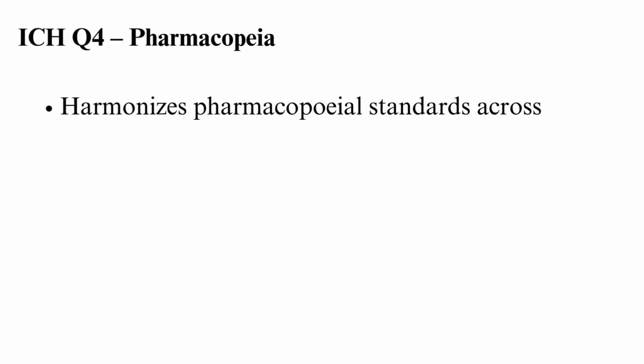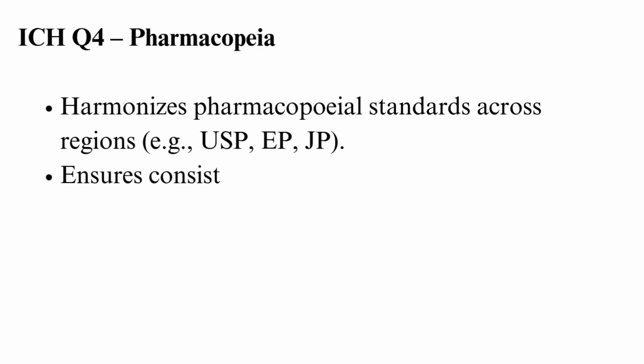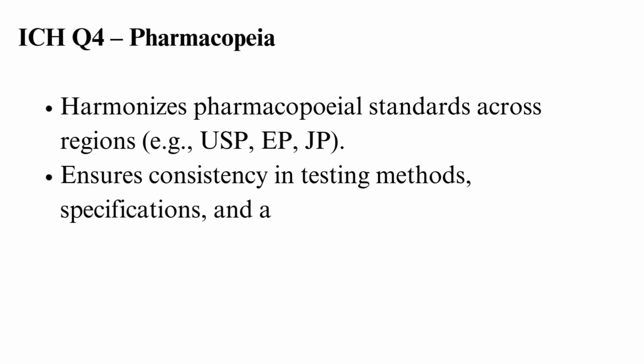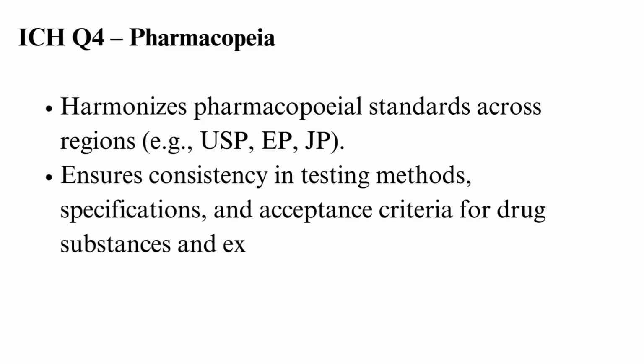ICH Q4 Pharmacopoeia. This guideline harmonizes pharmacopoeial standards across regions. Examples: USP, EP, JP. Ensures consistency in testing methods, specifications, and acceptance criteria for drug substances and excipients.